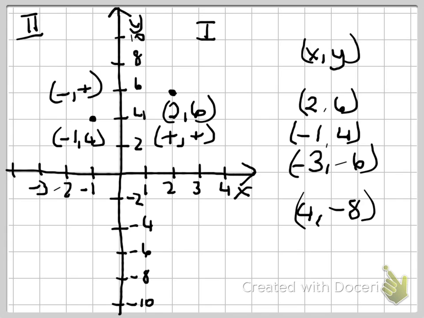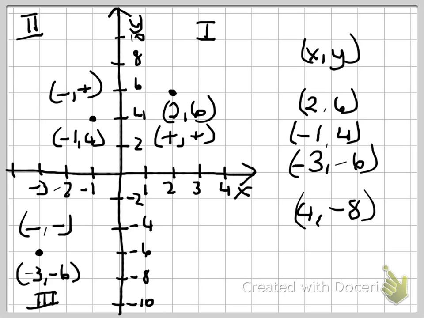If we look at the next point, we've got -3, -6, so we go out to -3 on the x-axis and down to -6 on the y-axis. So here we've got -3, -6, and we'll see that all points in quadrant 3 have a negative x, negative y. So this is quadrant 3.